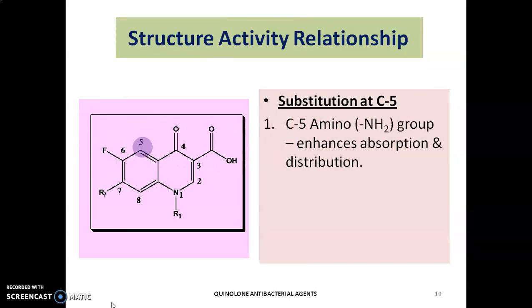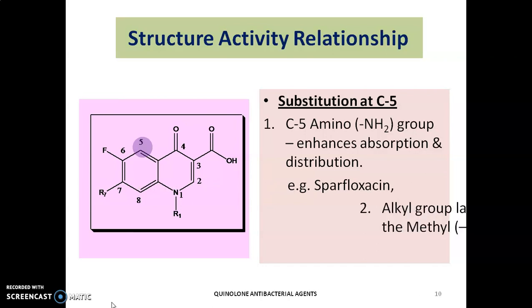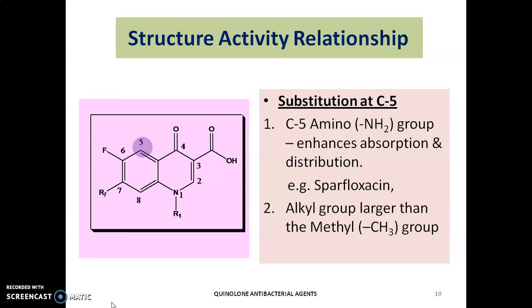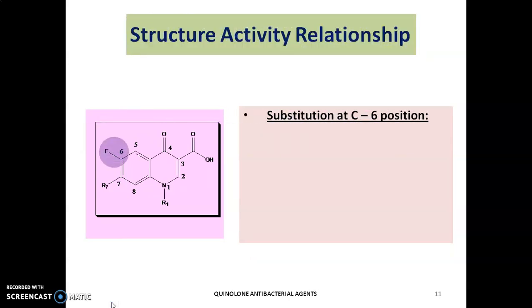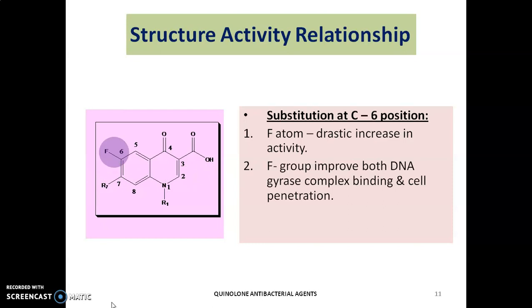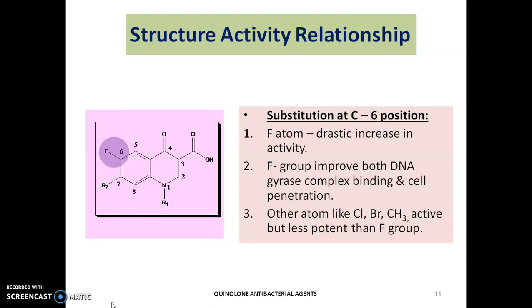Substitution at C5 position. At fifth position, amino group enhances the absorption and distribution of the drug. Example, sparfloxacin. We can also have alkyl groups larger than methyl groups at fifth position, but that decreases the activity. Substitution at C6 position. Fluorine atom causes drastic increase in the activity. Fluorine group is responsible for DNA gyrase binding and cell penetration. Other groups like chlorine, bromine, methyl, they are active at 6 position, but they are less potent than fluorine group.